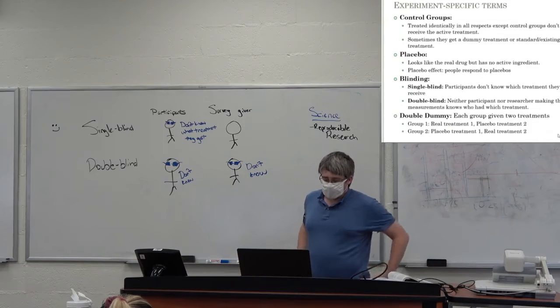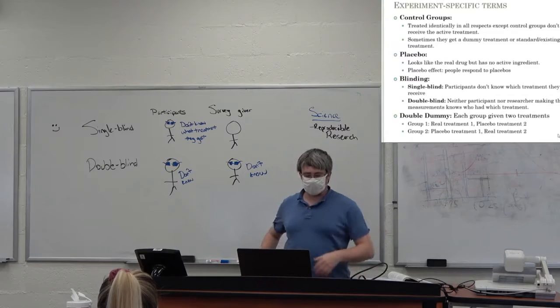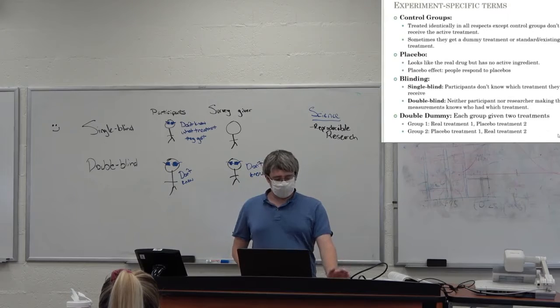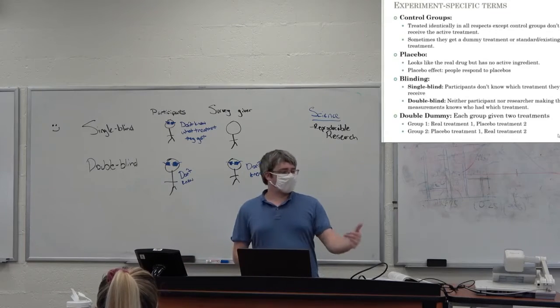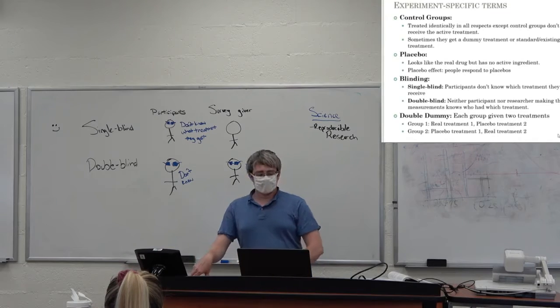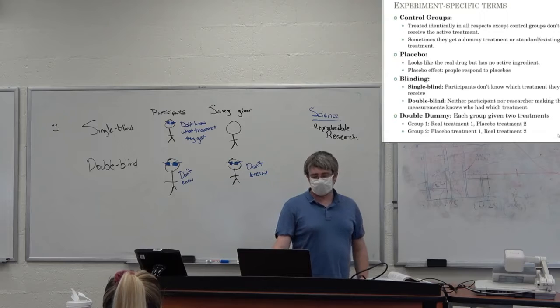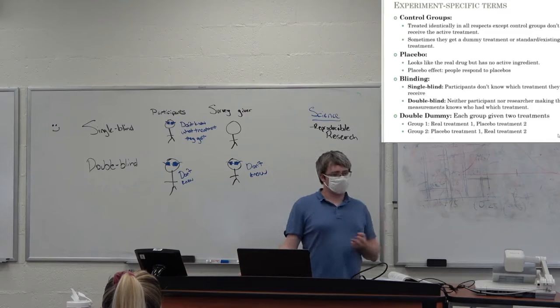And then the double dummy here is that each group is given 2 treatments. So suppose you have 2 different treatments, and you have one group that gets real treatment of 1 and placebo of 2, and then you do the opposite for group 2, that they get placebo of 1 and real of 2. And so in this double dummy, you can see if there's a group effect, and then you can see if the treatment has actually worked in each circumstance.